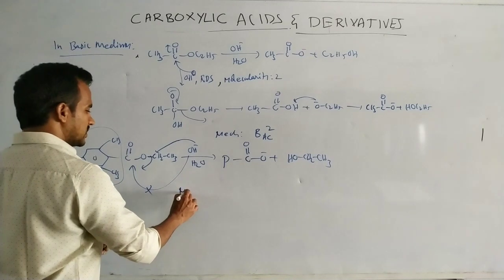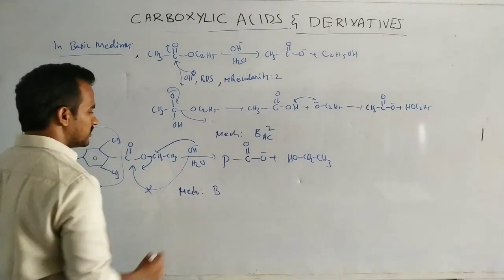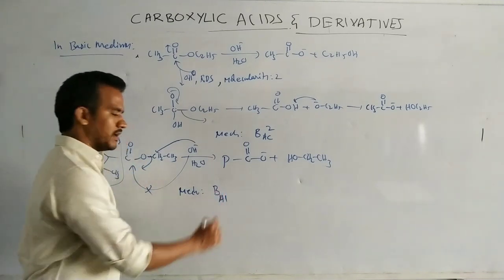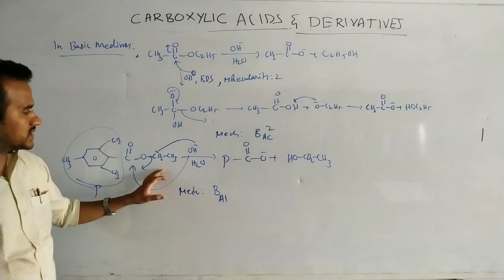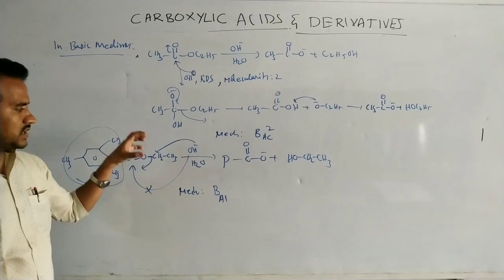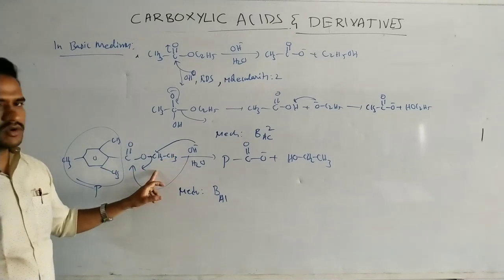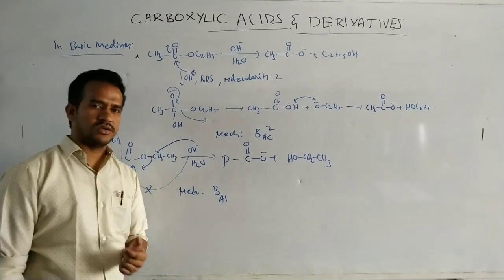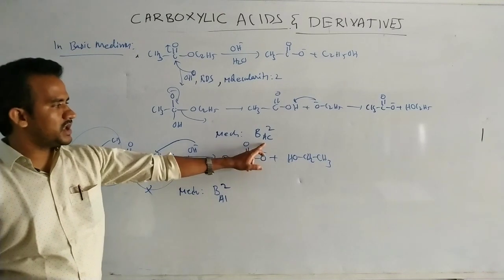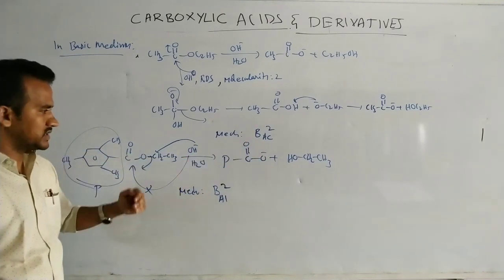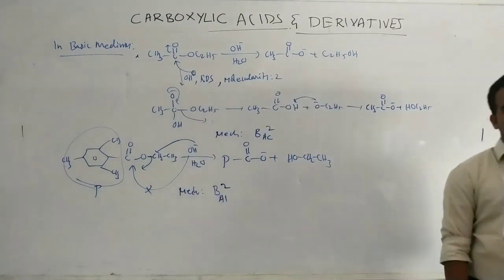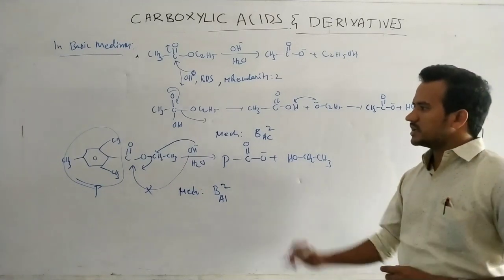So what is the name of this mechanism? Here basic medium, and alkyl oxygen bond breaking takes place, so Al. And what is the molecularity of this reaction? Ester and nucleophile both attack, that means two species are involved in this step: one is the nucleophile and one is the ester molecule. So molecularity is 2. So BAL2. Okay. So it is the ester hydrolysis, and based on the substrate, the mechanism is changed.